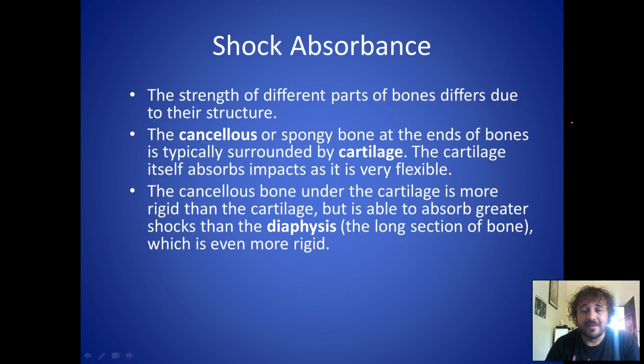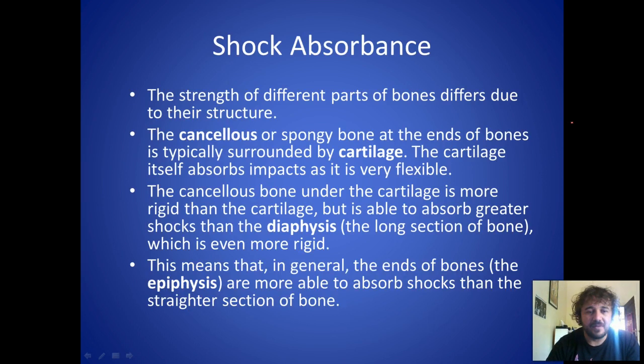They're tough ones to say. I get my mush mouth on. So shock absorbance is greatest at cartilage, then in the epiphysis, which is the cancellous tissue, and least in the diaphysis, which is more rigid. So the ends of the bones are much more able to absorb shock than the straighter long section of bone. Alright, so that's it.